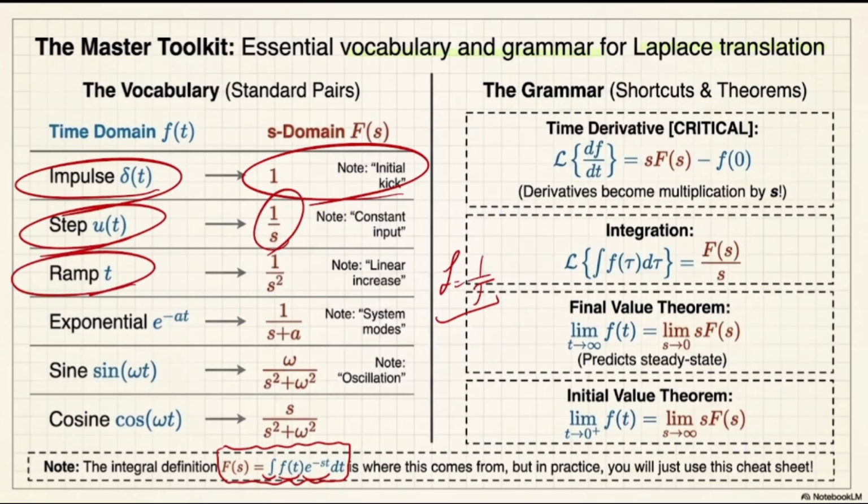When you have a ramp, the linear condition, your output is going to be 1 over s to the power 2. When you have an exponential as an input, e to the power negative alpha t, your output is going to be 1 divided by s plus a. And if your input is the sine of omega t, your output is going to be omega divided by s to the power 2 plus omega squared. We have the same scenario for the cosine of omega t, but with the difference that the numerator is going to be s instead of omega, which we call this system oscillation.